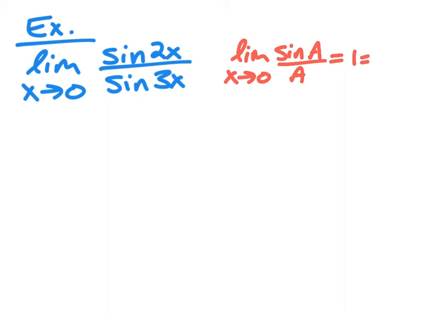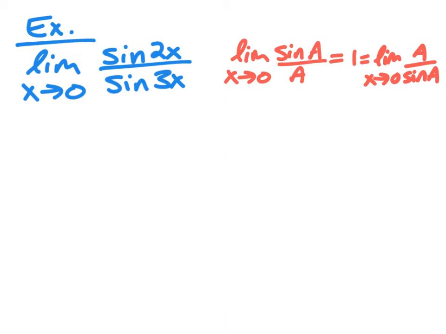But because 1 flipped is still 1, that is the same thing as the limit as x is approaching 0 of a over sine of a. So applying that to this problem, what I need to realize is if I have a 2x in the top, I need a 2x in the denominator. And then the sine of 3x is going to look like the second half over here, where as long as I have sine of 3x in the bottom, I need a 3x on top. So I'm missing a 2x in the denominator, and I'm missing a 3x in the numerator.